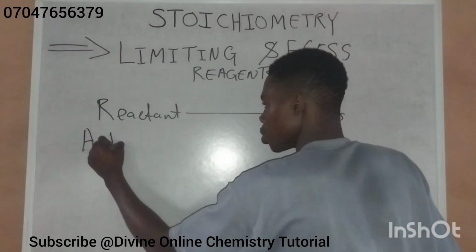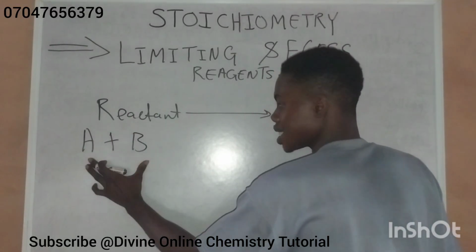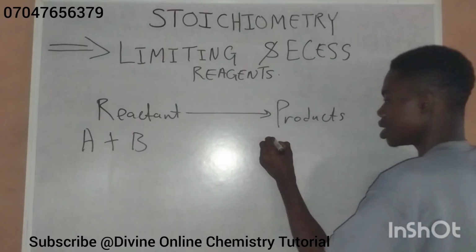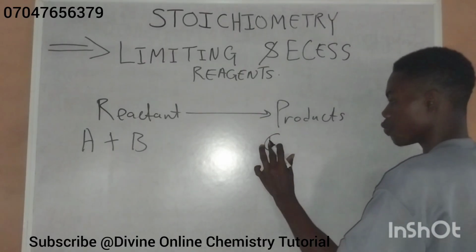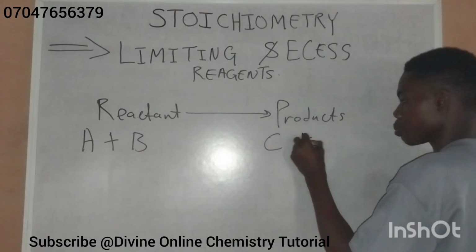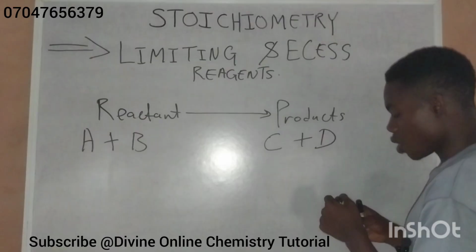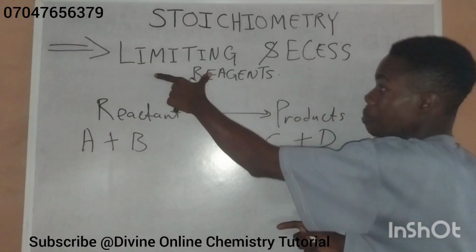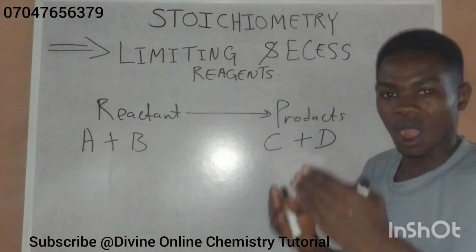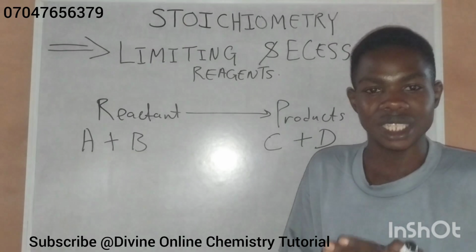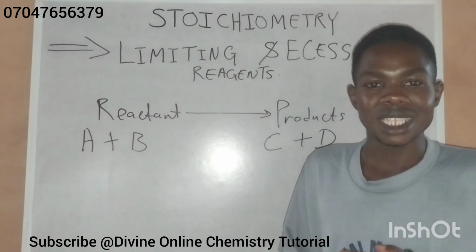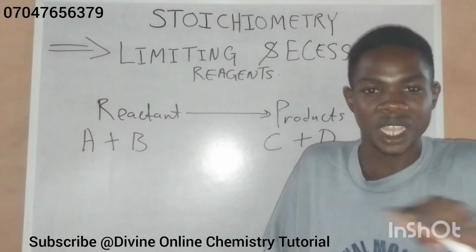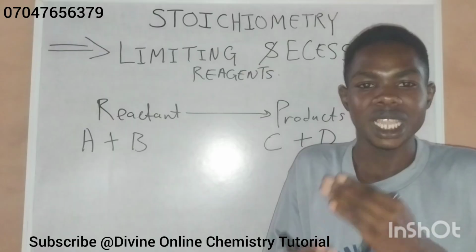Now let's say, for example, we have A plus B reacted together to form C plus D. Now, don't forget that I'm explaining limiting reagent. And earlier on, I said that limiting reagents are reagents that get completely used up first in a chemical reaction.